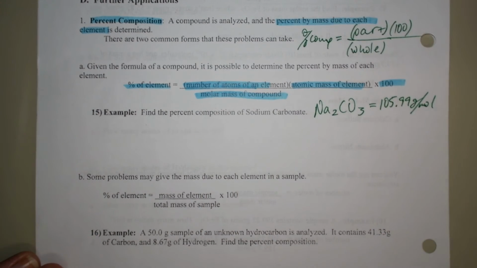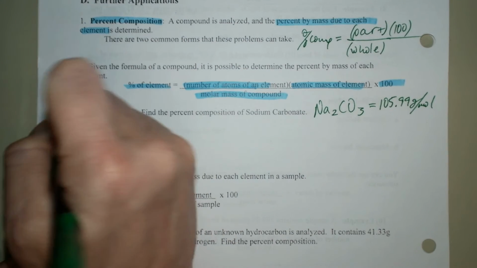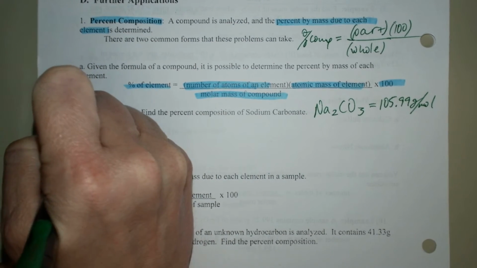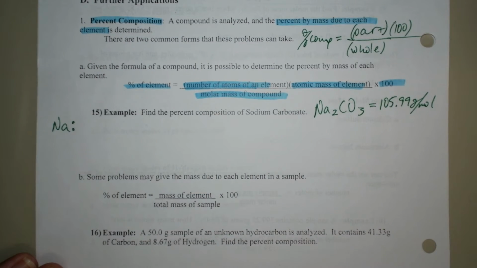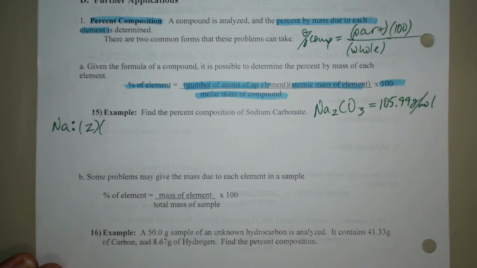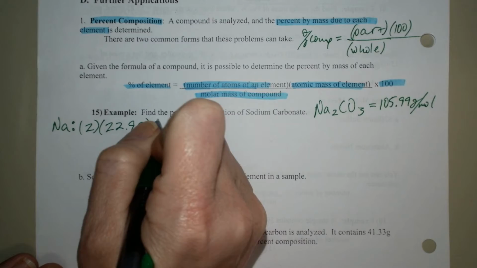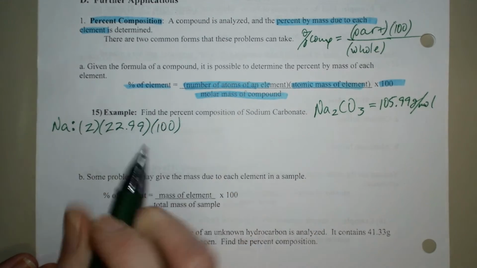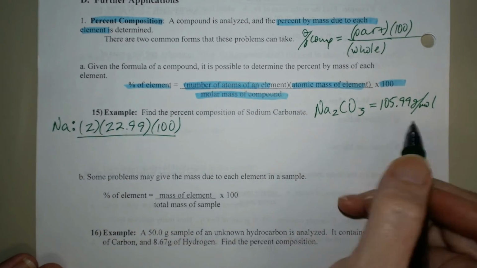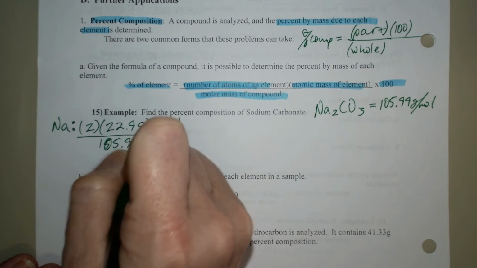Okay, so you have 3 parts to sodium carbonate: sodium, carbon, and oxygen. So first we want to find it for sodium. How many atoms of sodium do you have? 1. No, 2. There we go. So you do 2 times sodium's mass, which is 22.99, times 100, over the molar mass of the whole thing, 105.99.